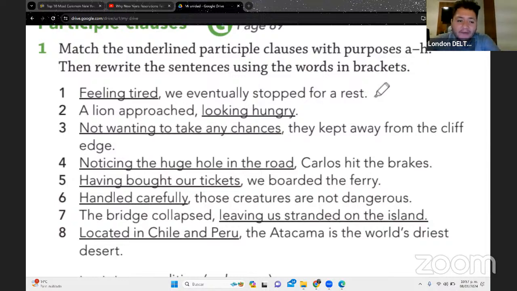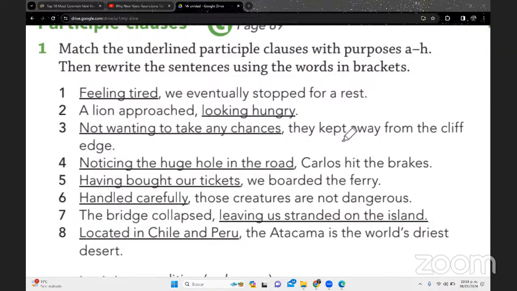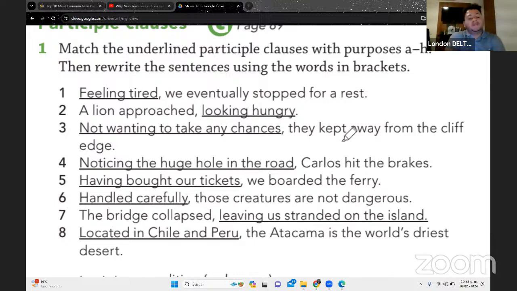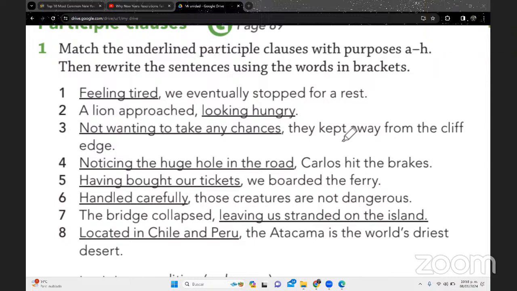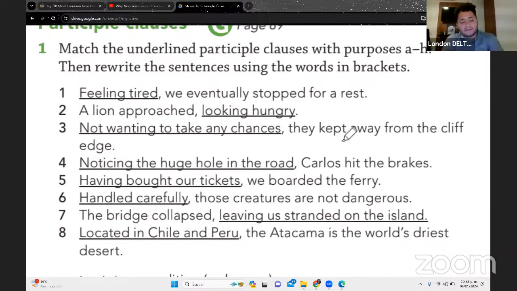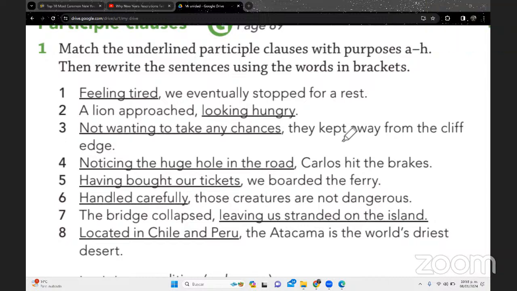Okay, I would like to ask Fernanda, please help me with number 5. Let's read number 5. Okay. Yes, please, number 5. ¿Solo lo tengo que leer? Yes. Having bought our tickets, we boarded the ferry.